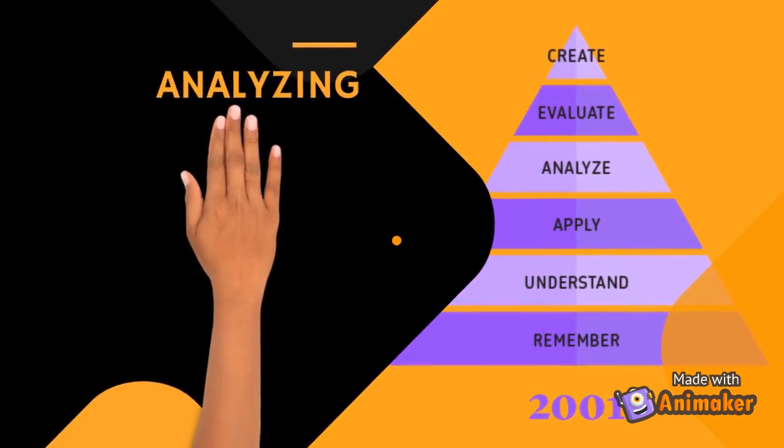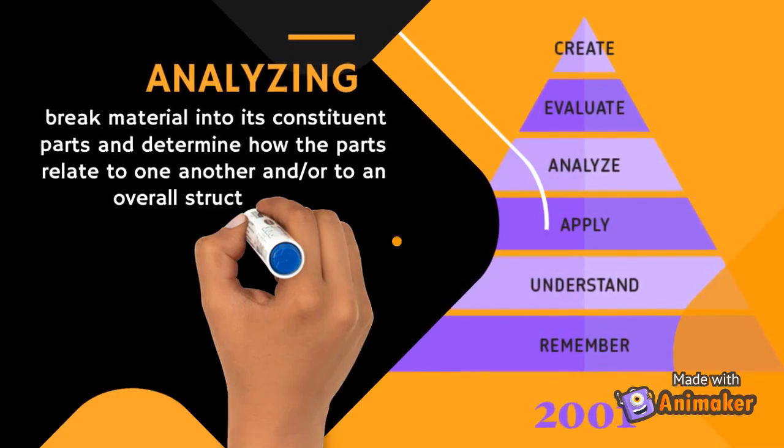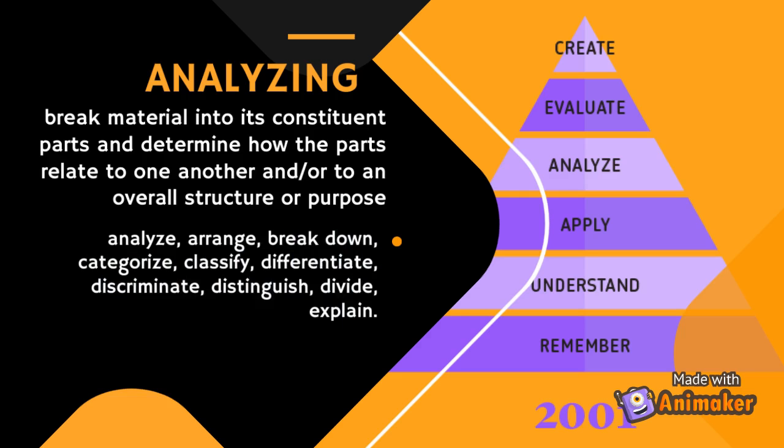The fourth level is analyzing. It involves breaking the material into constituent parts and determining how parts are connected to one another by differentiating and organizing. An example learning outcome for this level would be analyze the difference between coherence and cohesion. The appropriate learning outcome verbs for this level are analyze, arrange, categorize, classify, and explain.